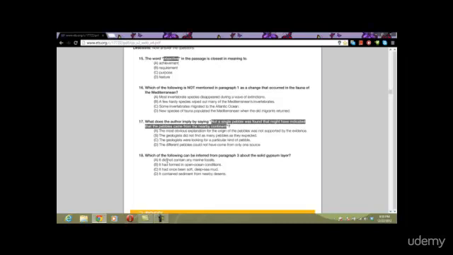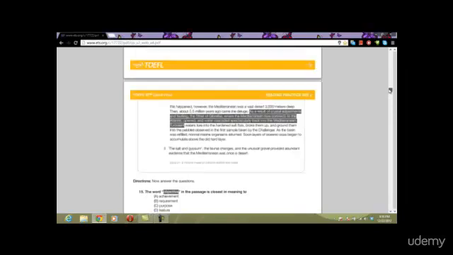Which of the following can be inferred from paragraph 3 about the solid gypsum layer? Keywords here: solid gypsum layer. Alright, I need to find those keywords. Also, this is an inference question, so we have to make sure that we are following our method for doing an inference question. Find our keyword sentence and then pick the answer that must be true based on the evidence, based on our keyword sentence. So let's go find that language. Paragraph 3.